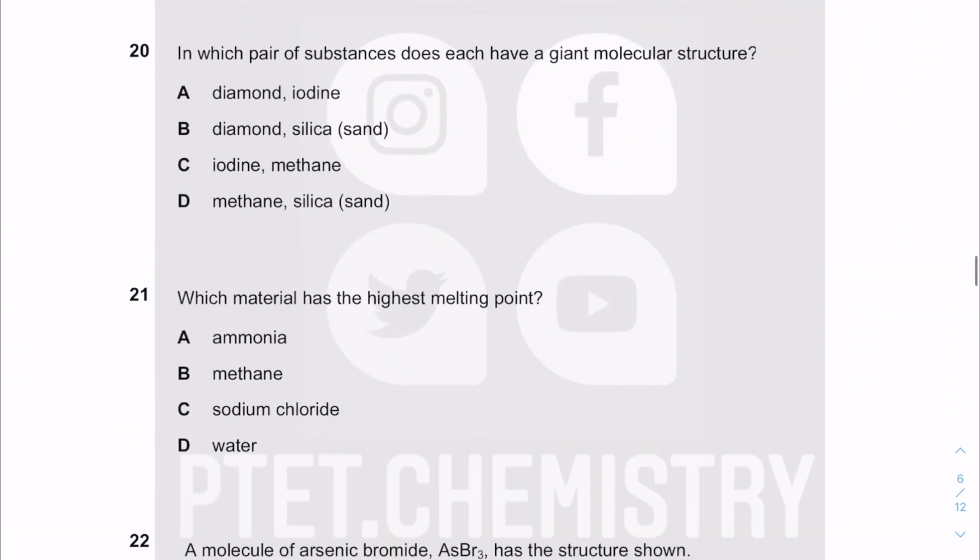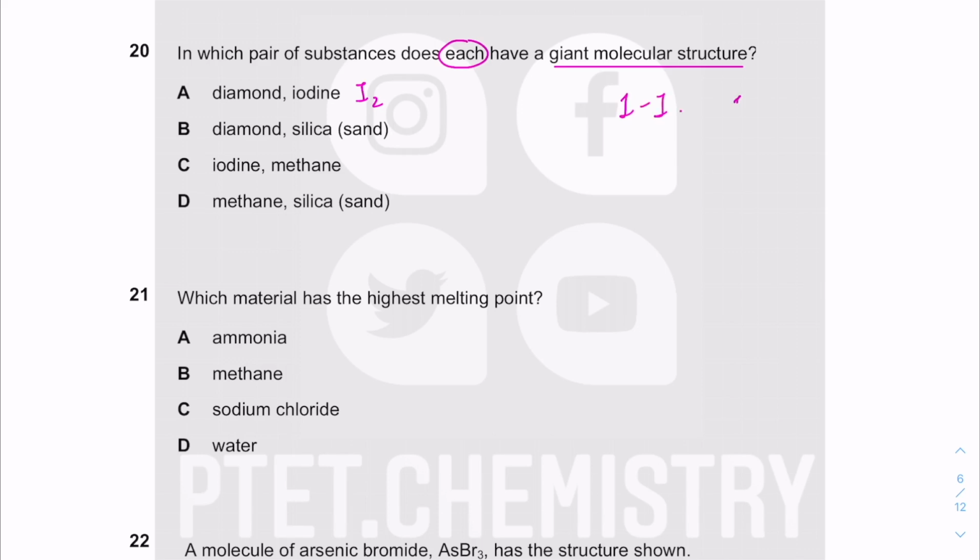So moving on to the next question, question 20. In which pair of substances does each have a giant molecular structure? Each of these is really in your case study, apart from maybe iodine, but having come across iodine, you should know there's I2. Diamond is a giant molecular structure. I2 is a simple molecular structure.